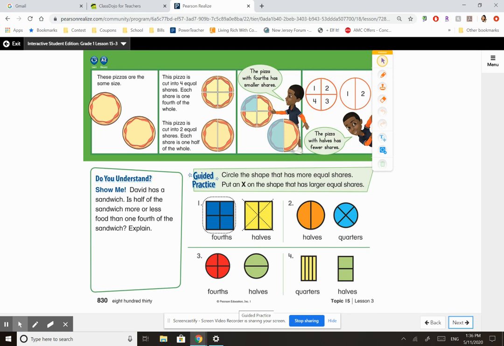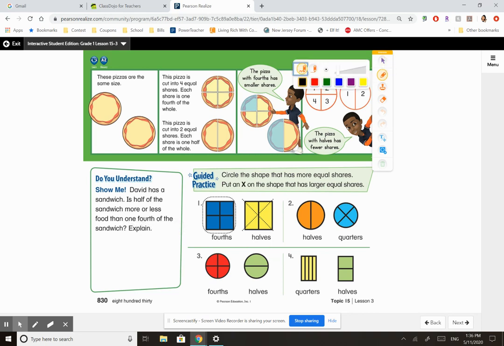Okay, let's see on the inside. All right, so on the inside, they're talking about, do you understand? David has a sandwich. Is half of the sandwich more or less food than a fourth of the same sandwich? So this is kind of like the same thing as the front. So think about what you did in the front and then explain, okay?